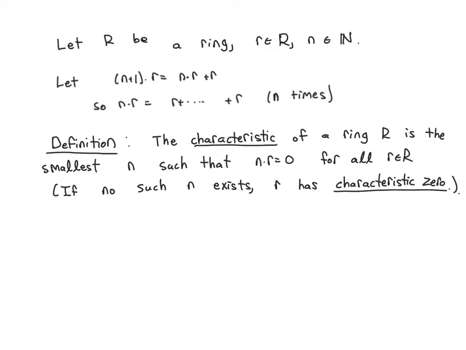Let R be a ring. Generally, it usually turns out we're mostly interested in commutative rings. Let little r be an element, and let little n be a positive integer. Then we're going to find little n times r to be repeated addition, r plus itself n times.